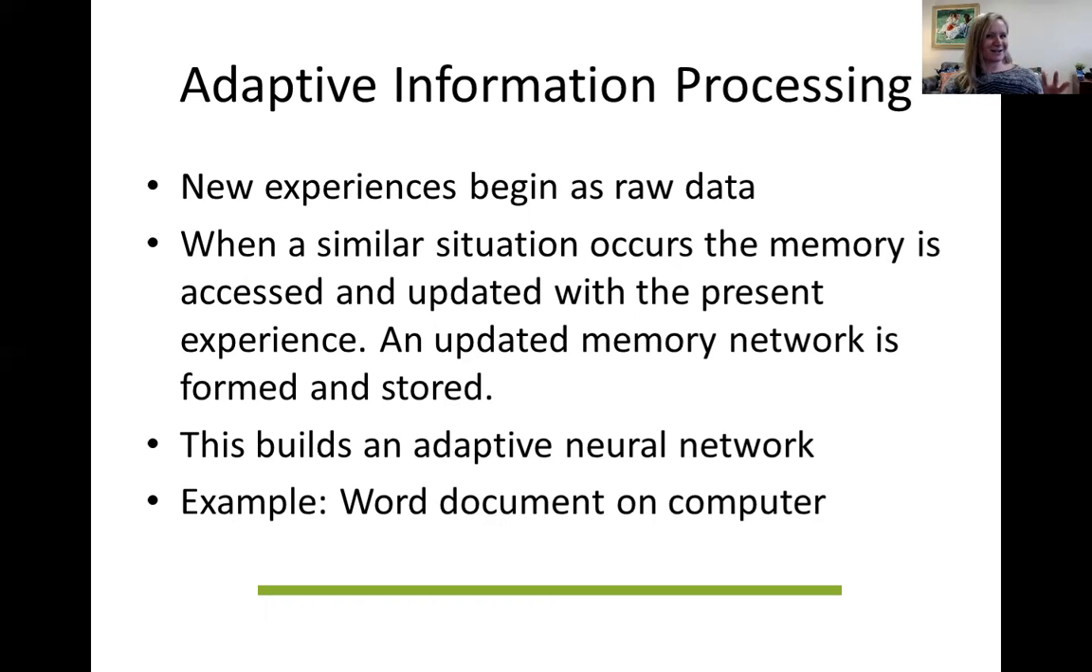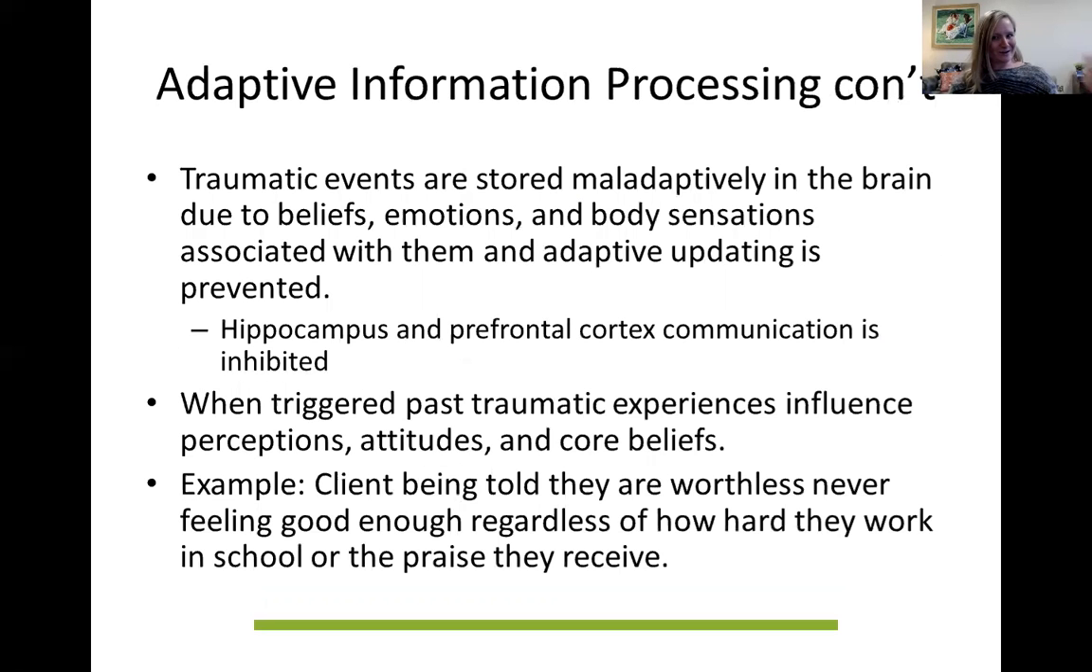So where does it go whenever trauma happens? How does trauma interrupt that cycle? Well, I'm here to tell you. Traumatic events are stored maladaptively in the brain. They aren't so easy like that Word document example I was giving. Due to the emotions, beliefs, and body sensations associated with them, that adaptive updating is prevented.